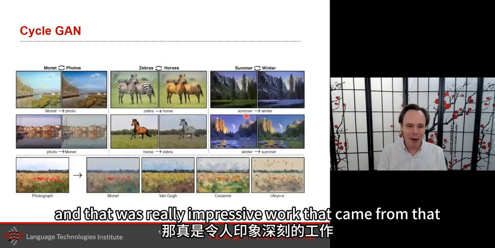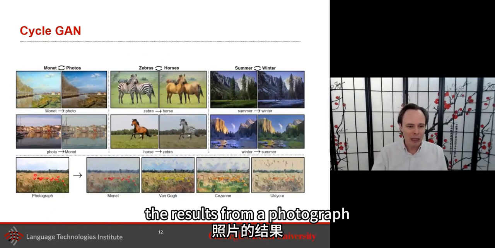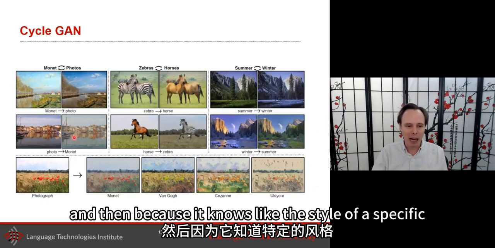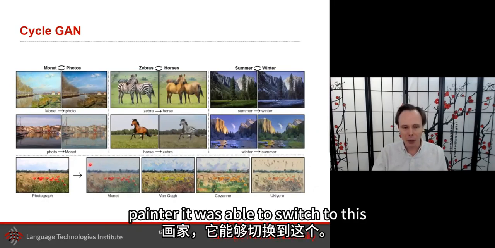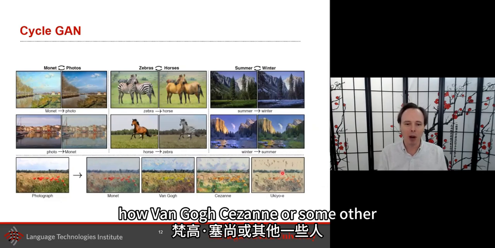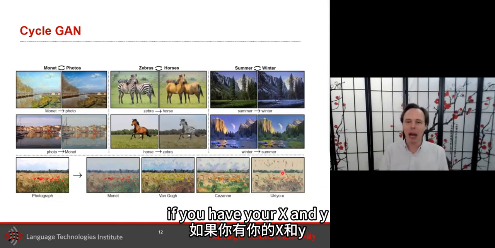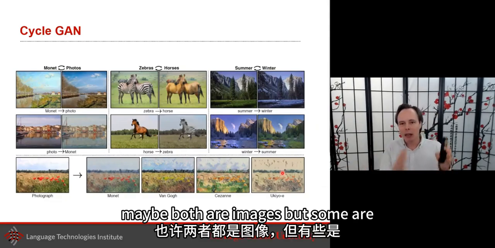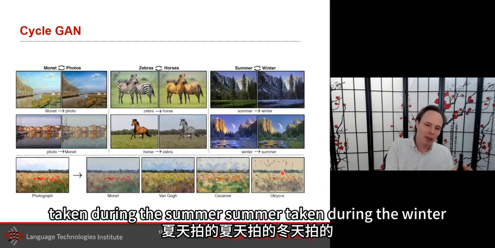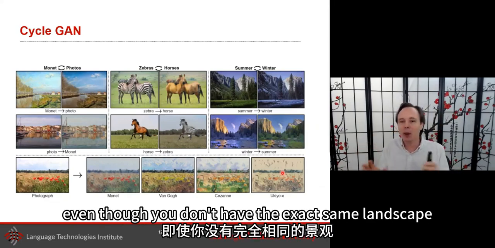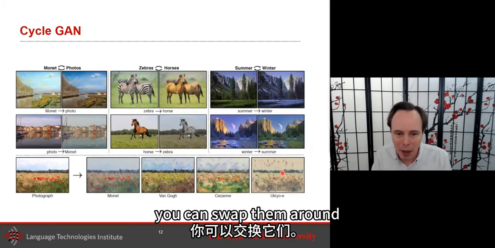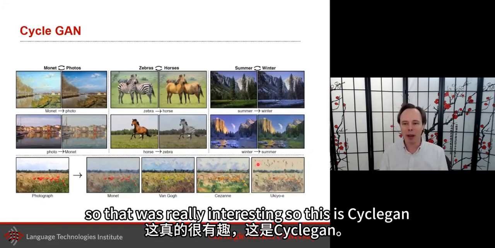And that was really impressive work that came from that. The results: from a photograph, because it knows the style of a specific painter, it was able to switch to how Van Gogh, Cézanne, or some other painters would have done it. And if you have your X and Y, maybe both are images, but some are taken during the summer, some during the winter. Even though you don't have the exact same landscape in winter and summer, you can swap them around. So that was really interesting.